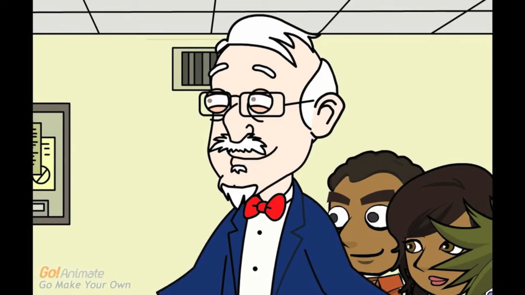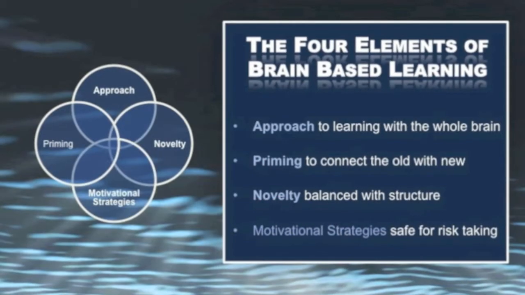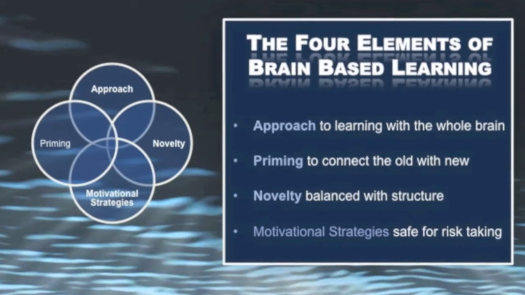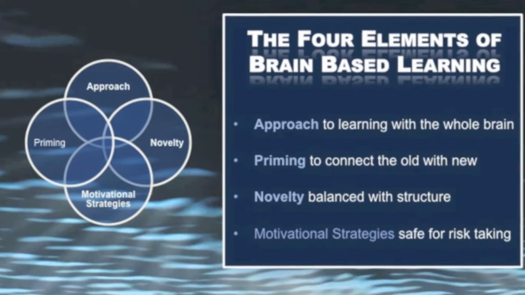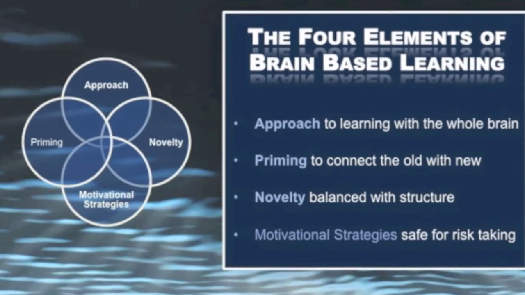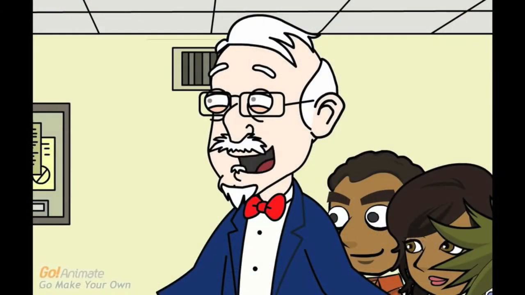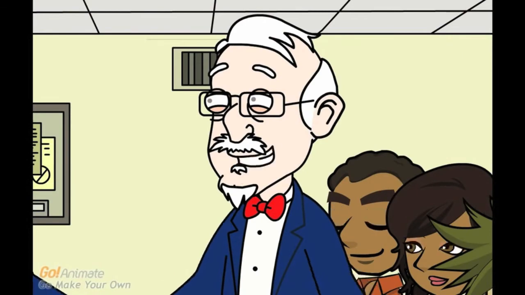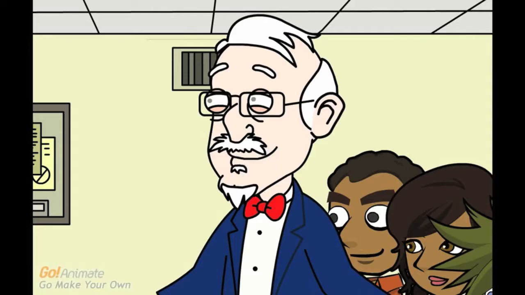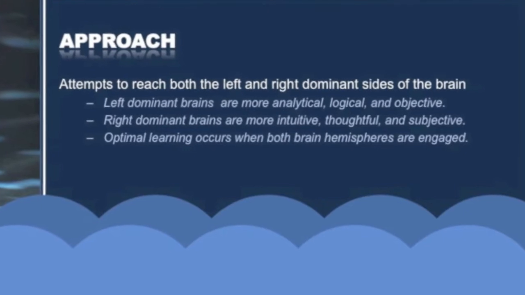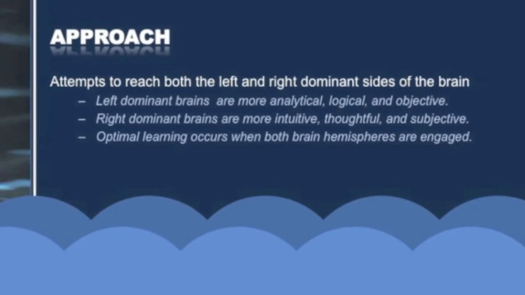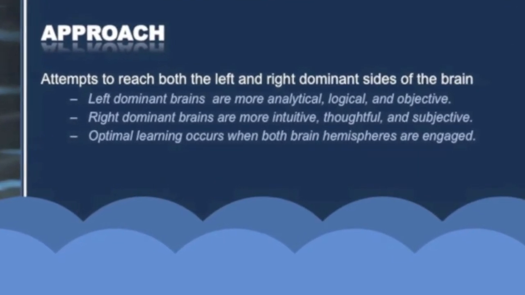But first, I would like to discuss the 4 basic elements of brain-based learning, which are approach, priming, novelty, and motivational strategies. I noticed that in the beginning of class, you handed out a nice pamphlet containing step-by-step procedures for the mathematical processes that you discussed in today's lesson. This is a good example of approach, the first element in brain-based learning.